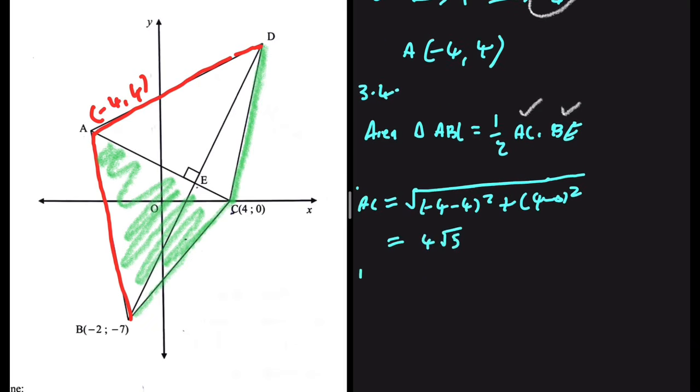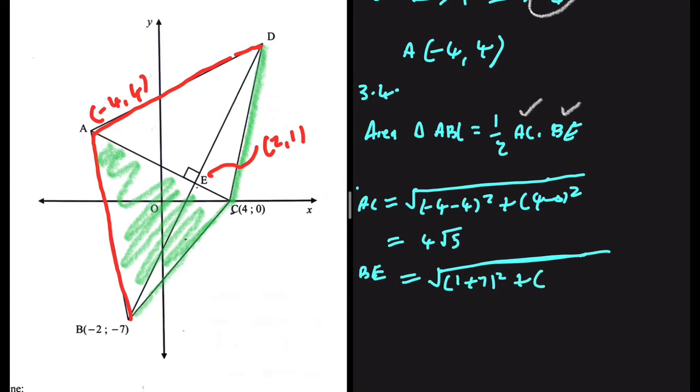Now let's calculate BE. BE will be equals to the square root of, we're looking at BE. Let's take E as our second point. So the coordinates of E, we have 2 and 1. Let's not forget, so y2 is 1 minus y1, which is minus 7. So we have plus 7 squared, plus x2, x2 is 2, minus x1, minus 2. So we have 2 plus 2 squared. If you put that in your calculator, you're going to get 4 square root of 5.